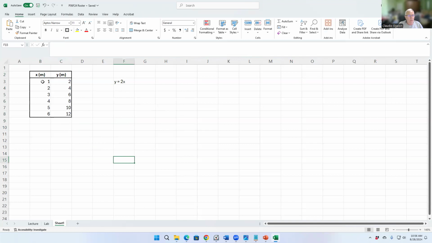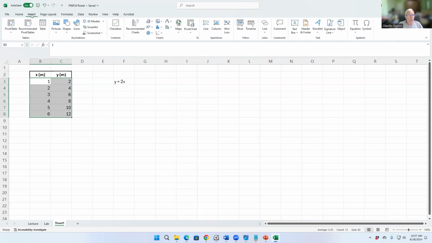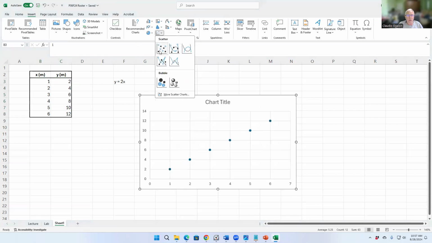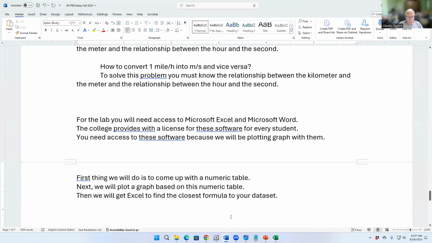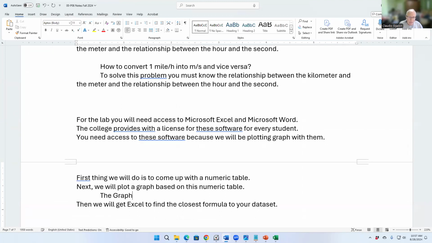Here you go. Highlight those two columns. Go to Insert, go to Charts. The chart that we're going to use will always be this one here. Always. Don't use the other ones. It's going to be a scatter plot. Okay, scatter plot. I'm going to write that down here. Next, we'll plot the graph based on this numeric table. The graph we will always use will be the scatter plot.